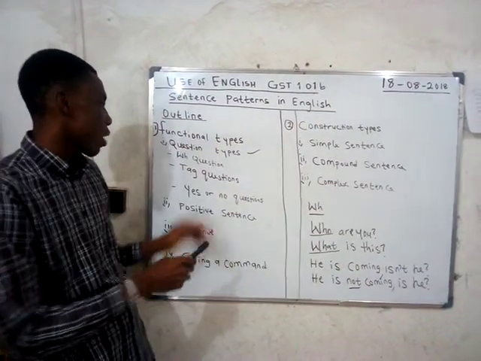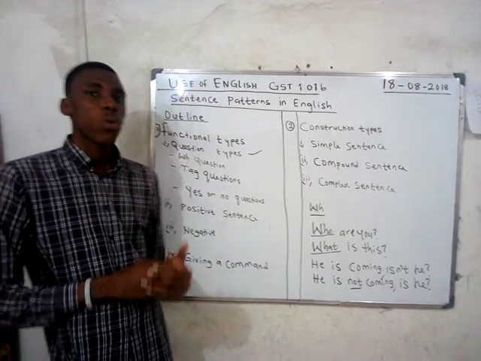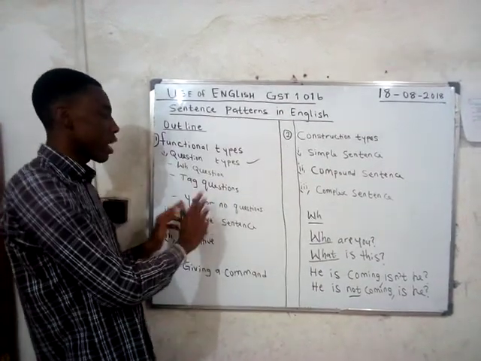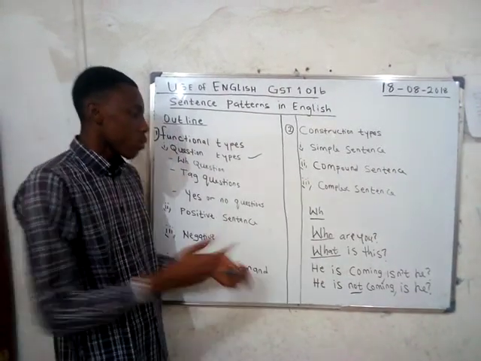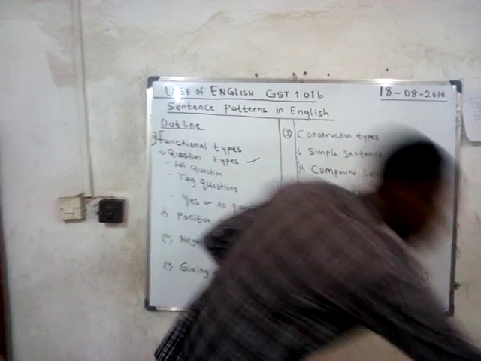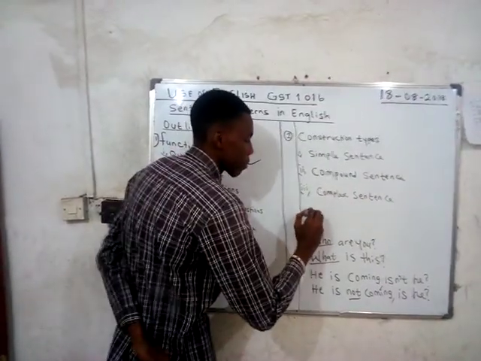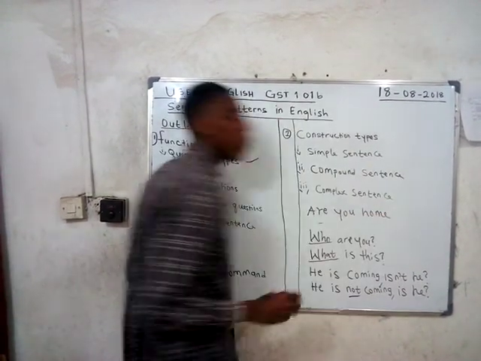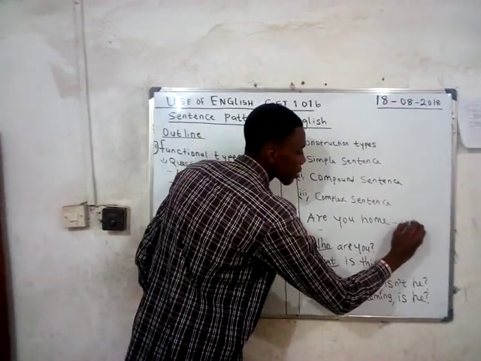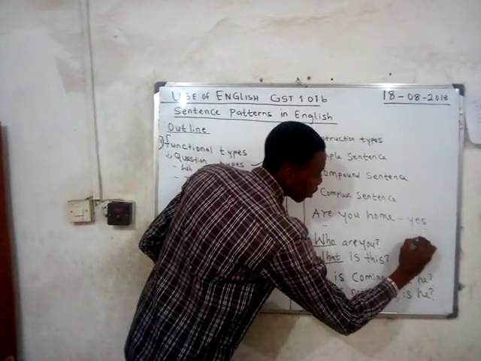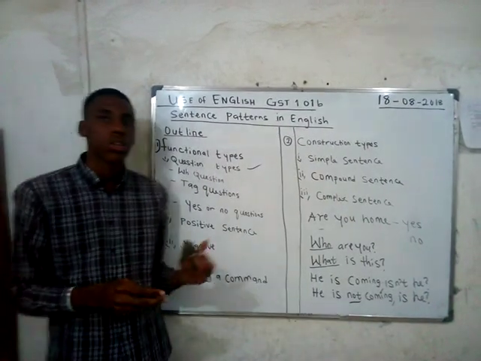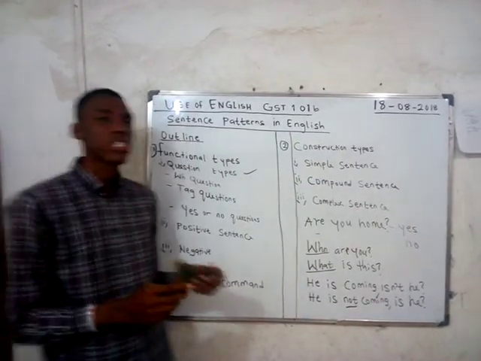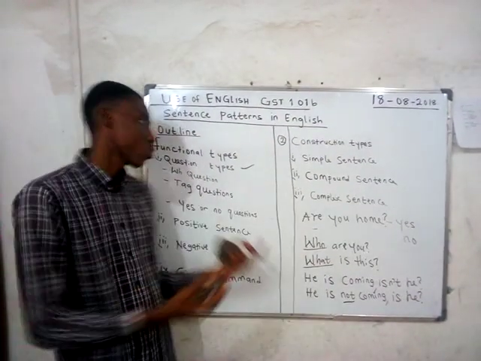Now, the third type of question we have is the yes or no questions. These are the simplest type of questions asked in the English language. Why do we call them yes or no questions? The answers to the question are either a yes or a no. Let's give an example. They said, are you home? If you are home, your answer should be yes. And if you aren't home, your answer should be no. That is why we call this a yes or no question, telling you that the answers to such questions are either yes or no. Not forgetting that such sentences must end with a question mark, which indicates that we are asking a question.